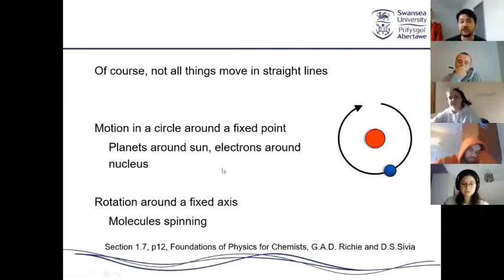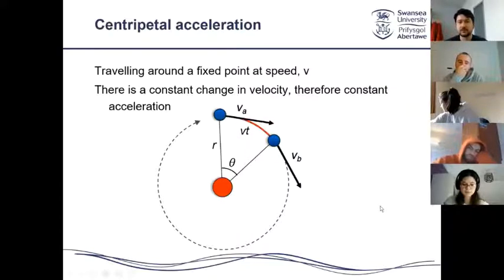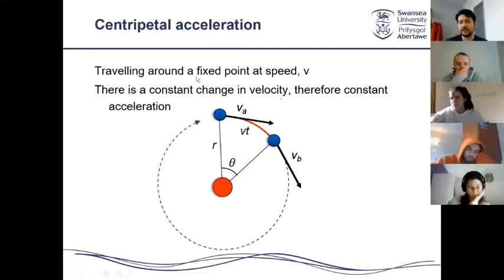This can be demonstrated by planets orbiting the sun, the moon orbiting the Earth, electrons around the nucleus in the particle theory of electrons, and so on and so forth. The important thing to be aware of is that even though you have something orbiting at a fixed speed, there is actually a constant change in velocity. Velocity has both magnitude and direction. And if you think, this angle is always changing.